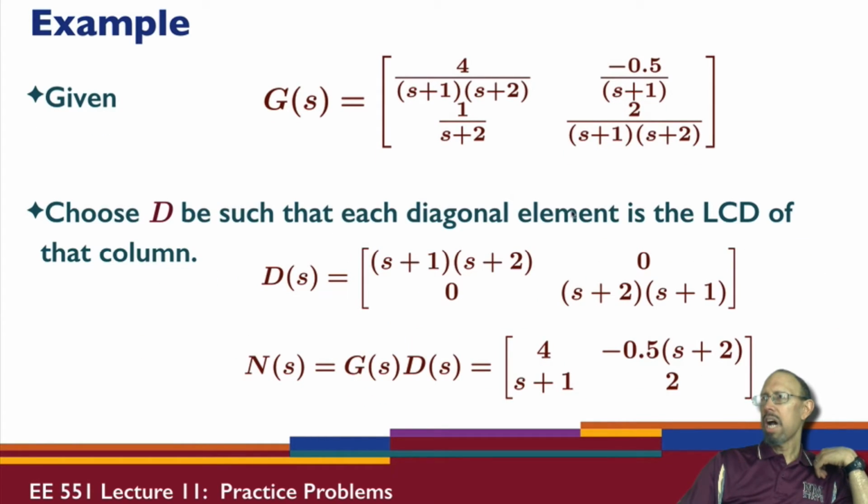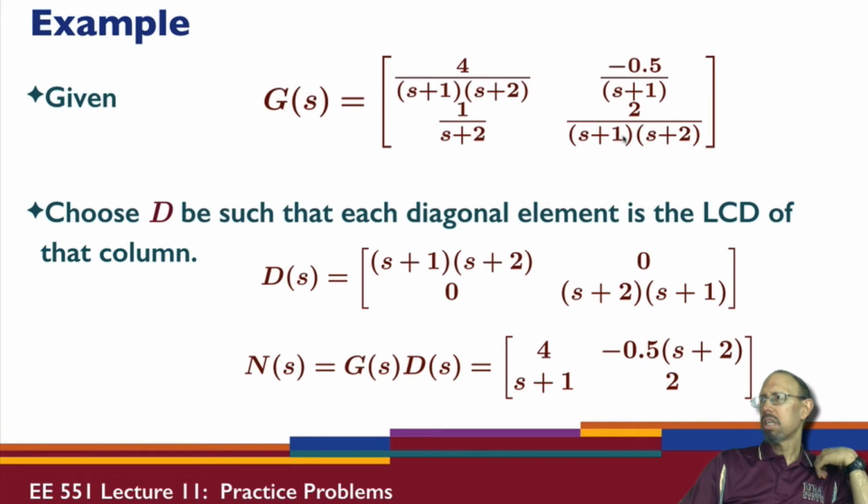All right, now how do we take this transfer function matrix and make it into a matrix fraction description? So as I mentioned, one way is to choose D such that each diagonal element is the least common denominator of that column. So if I look at this first column, the common denominator is going to be s plus 1 over s plus 2. Okay, so if I were to want to add these two fractions together, I would have to have that as my common denominator. So that's the least common denominator, s plus 1, s plus 2.